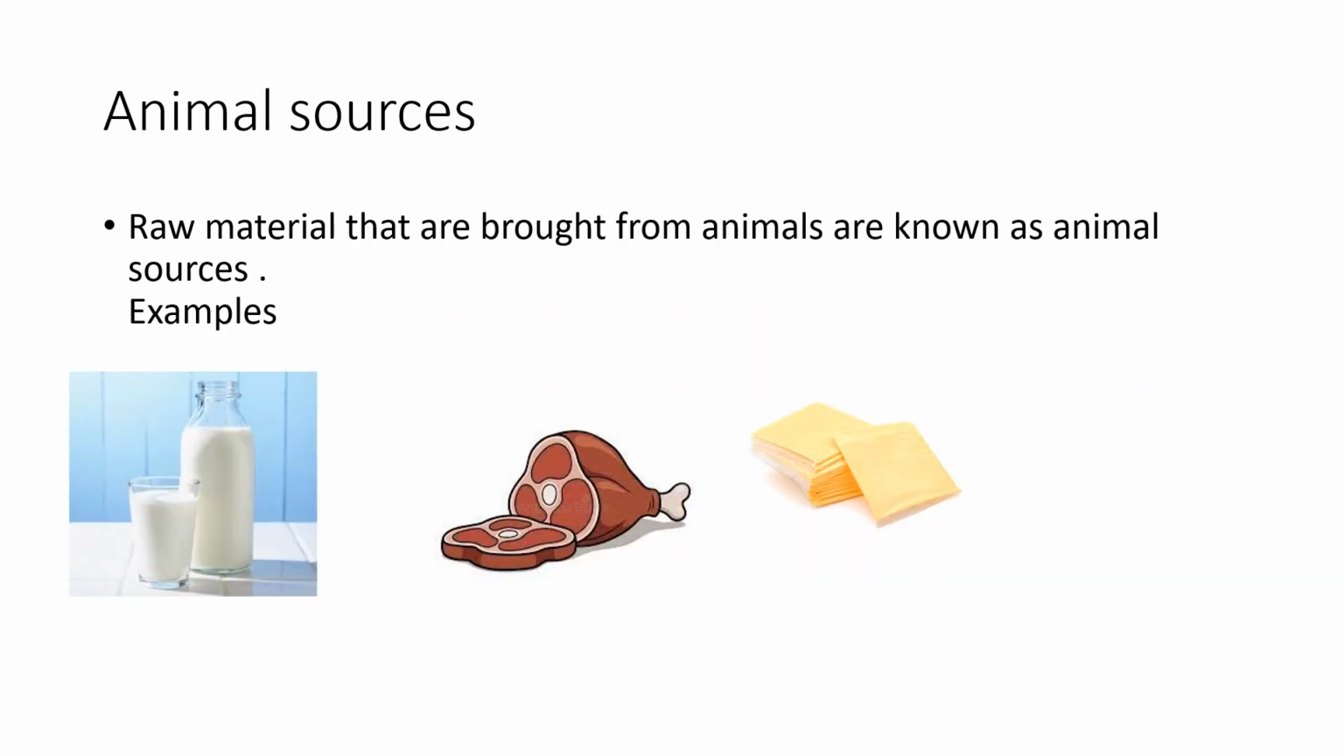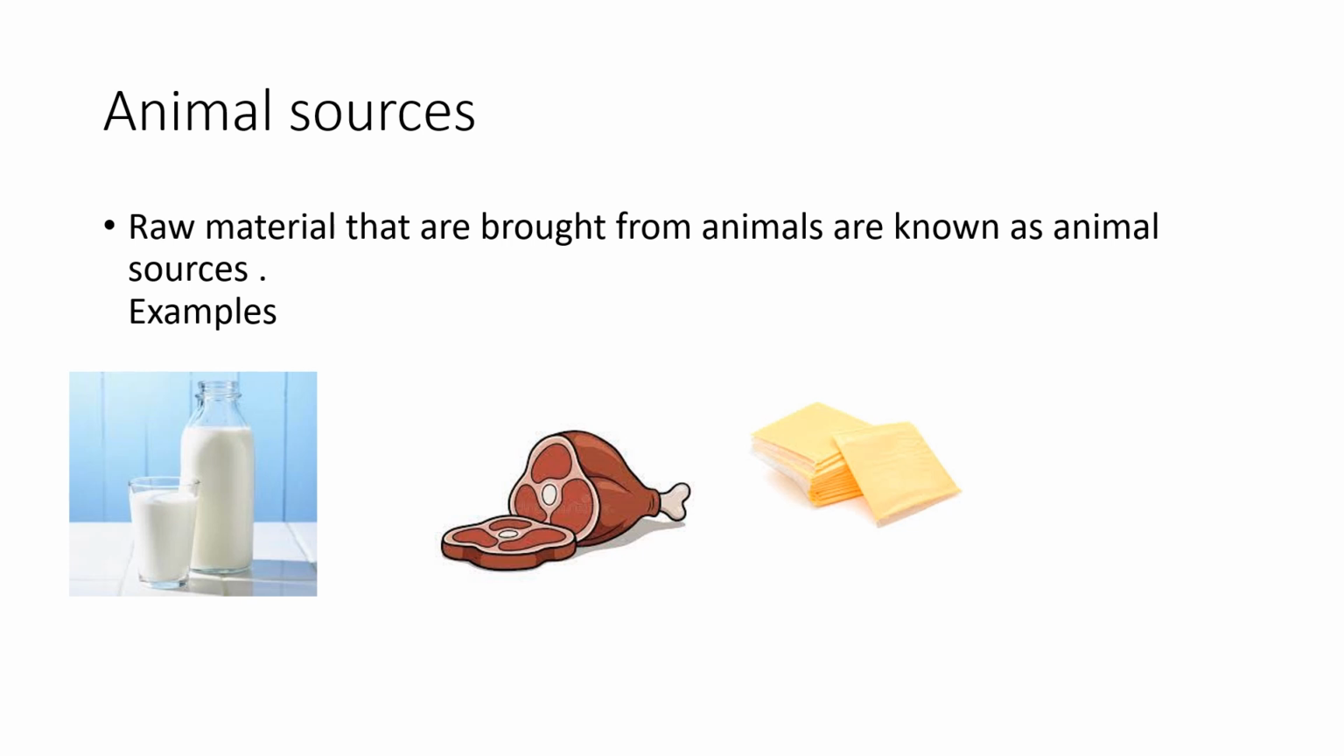Now, talking about animal sources, raw materials that are brought from animals are known as animal sources. Right. So, examples of animal sources are milk, meat, cheese, butter, honey, and many more. These are brought from animals. So, these are edible for us, and we use them daily. So these are animal sources, and these are also known as raw materials which are brought from animals.